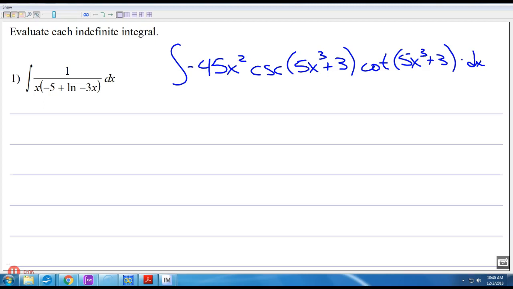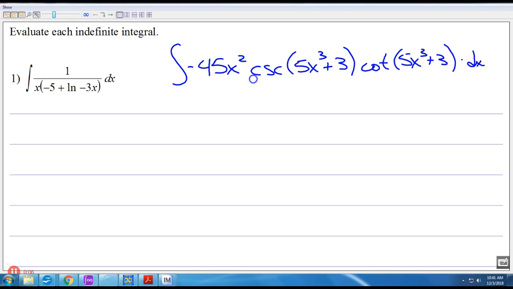So, we're looking at our reverse chain rule. We've got to find the big guy, the little guy, and then set up the derivative of the little guy. Remember, the big guy needs to be something that you know how to integrate, and then you've got to be able to match up the derivative of the little guy. So, for example, I couldn't do cosecant as the big guy. We haven't learned how to integrate that. And even if we did, that would make 5x to the third plus 3 the little guy, and then the derivative of that doesn't have a cotangent in it, so it doesn't match.